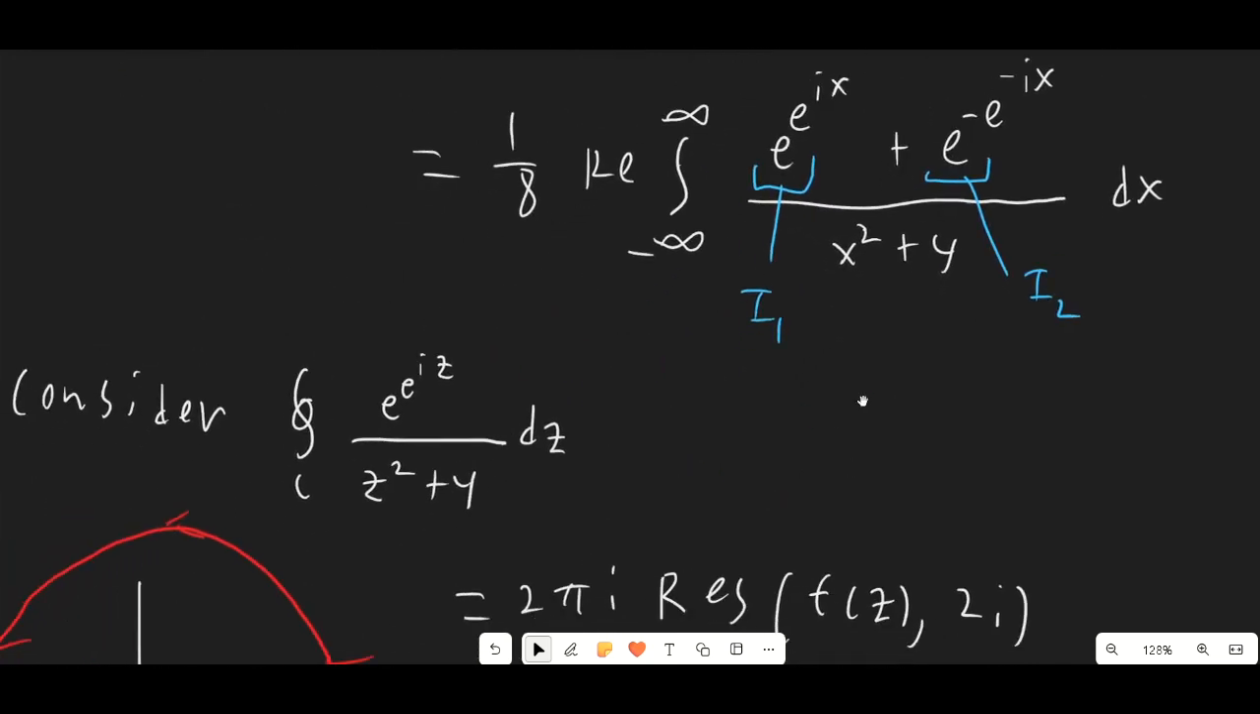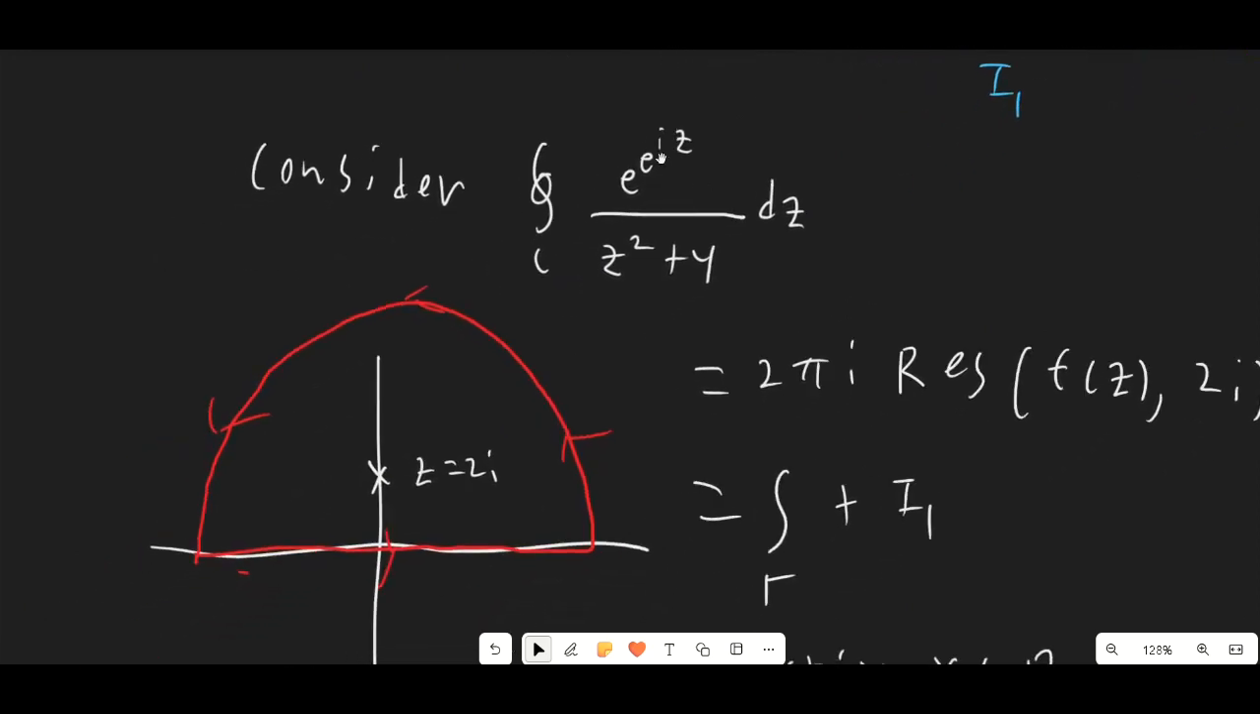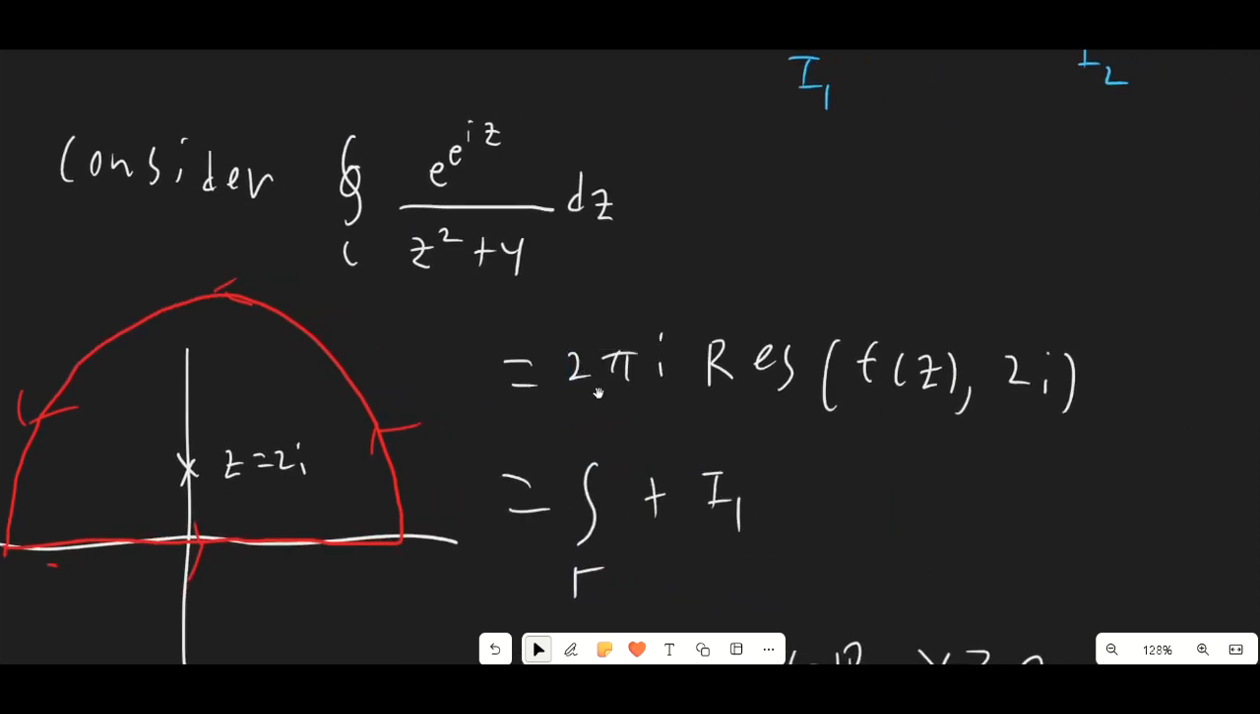For the first one, we're going to consider the contour integral in the complex plane of e to the iz over z squared plus 4 dz. We're going to be using the classic semicircular contour. Notice that we have a pole at z equals 2i, which is going to give us a residue. We also have a pole at z equals negative 2i, but that doesn't apply to this contour. Our integral is going to take part of this real axis integral, which is just going to be I1, and this outer semicircular integral, which we're going to call the integral over gamma. Of course, this is all going to be equal to 2 pi i times the residue of the function at 2i.